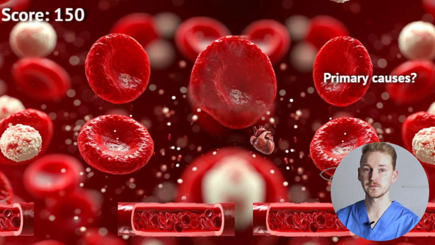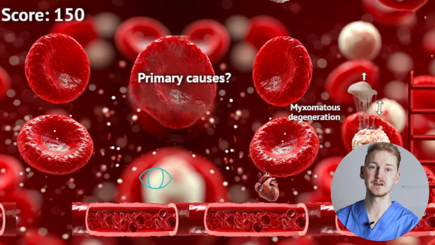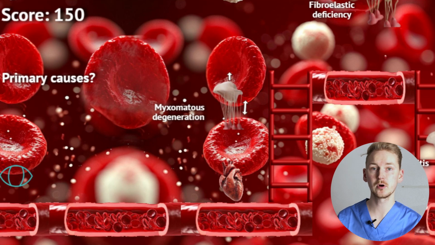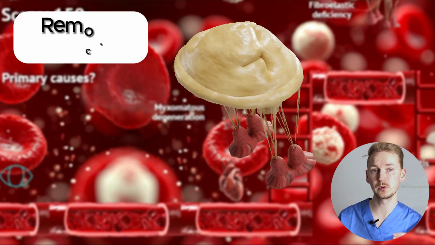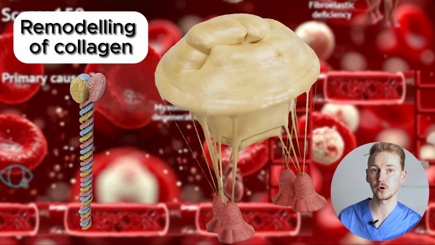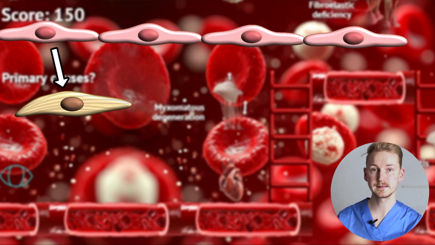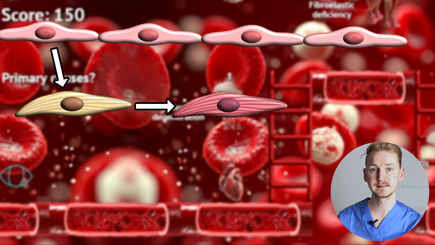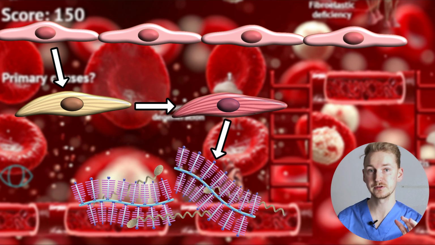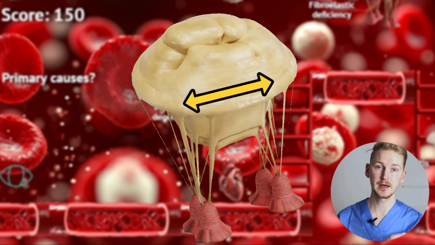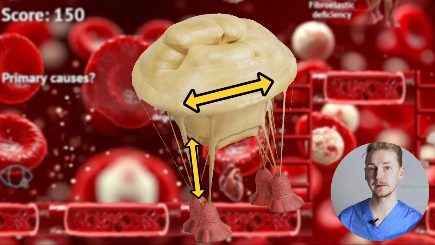What are the causes for primary mitral regurgitation? There's myxomatous degeneration, also called Barlow's disease, caused by remodeling of collagen type 4. Here, the endothelial cells transform into fibroblasts and later myofibroblasts that increase the extracellular matrix thickness. You can also see annular dilatation and thickened and elongated chordae.